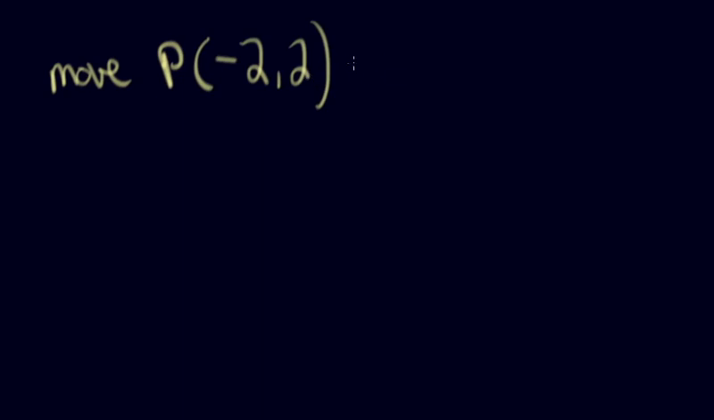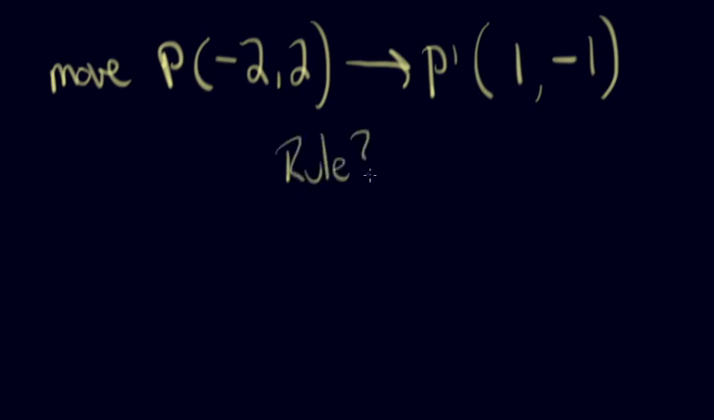Let's take a look at an example where you have to figure some things out. So imagine that we were told what the rule is. We're going to translate this point, and we'll say the point is negative 2, 2. And we're going to move this one to 1, negative 1. That's what's happened. I've already told you this is what's happened. And I want to know, basically, what is the rule?